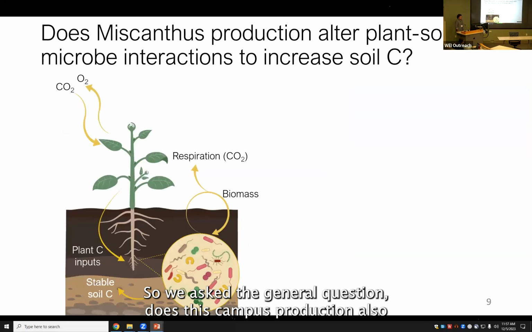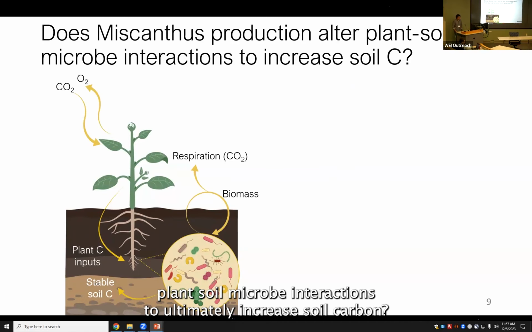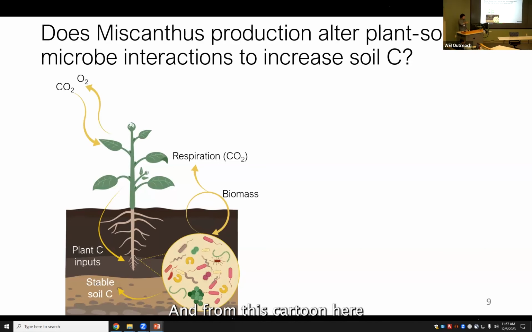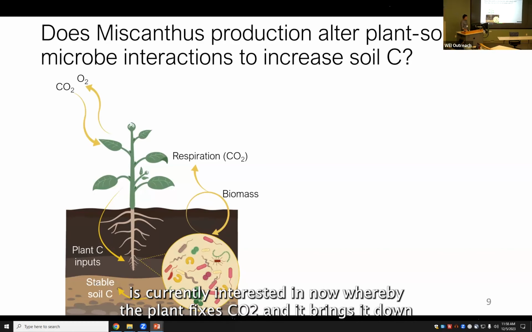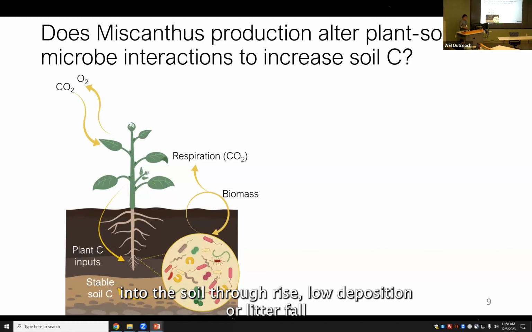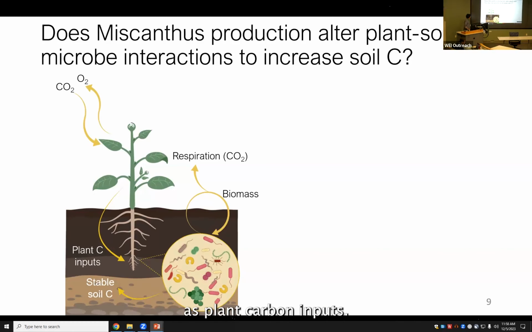So we asked the general question, does Miscanthus production alter plant-soil microbe interactions to ultimately increase soil carbon? This cartoon illustrates the dynamics that we were interested in, that my lab is currently interested in, whereby the plant fixes CO2 and brings it down into the soil through rhizodeposition or litterfall as plant carbon inputs.